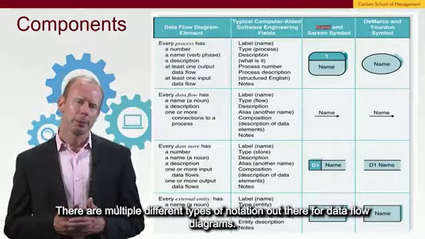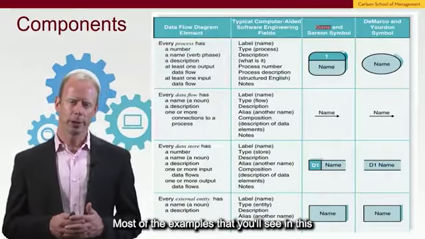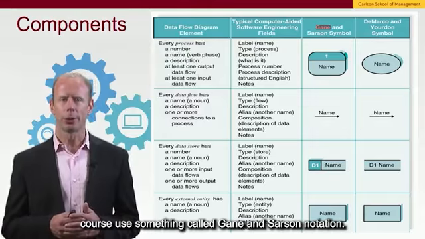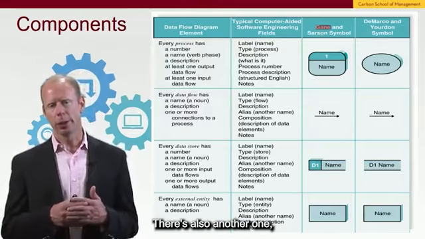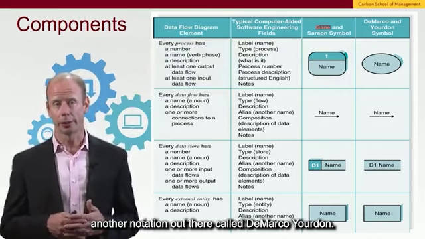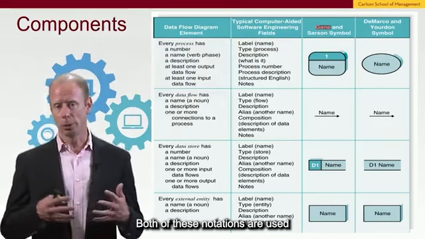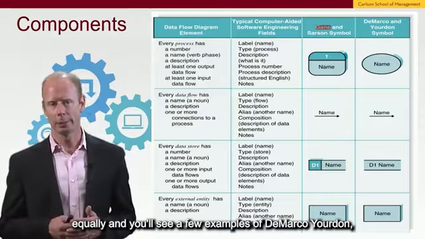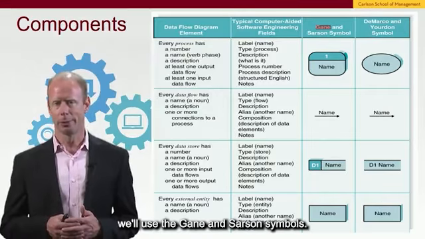There are multiple different types of notation out there for data flow diagrams. Most of the examples that you'll see in this course use something called Gane and Sarson notation. There's also another notation out there called DeMarco-Yourdon. Both of these notations are used equally, and you'll see a few examples of DeMarco-Yourdon, but most of what we do will use the Gane and Sarson symbols.